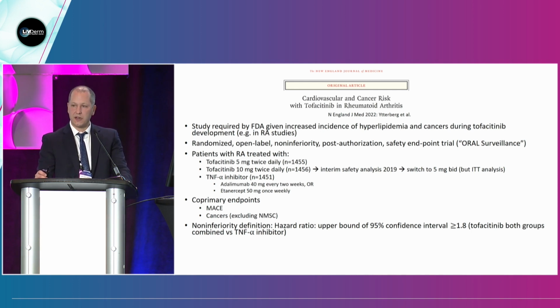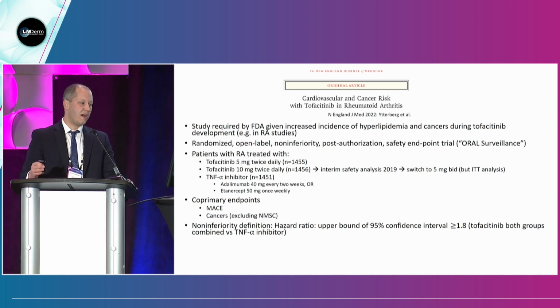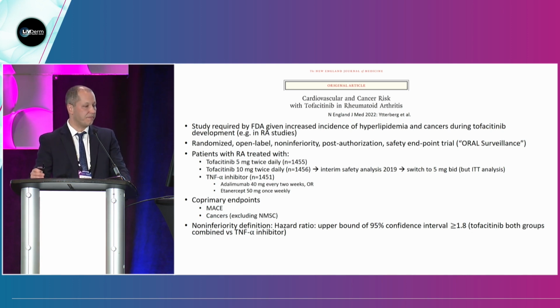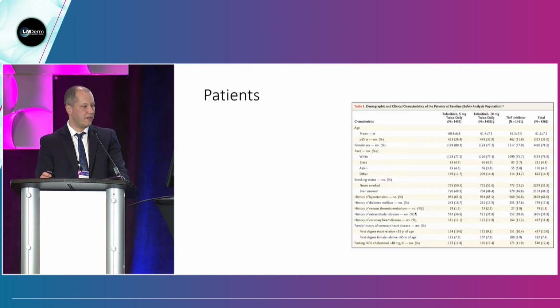And how this study was set up is that the non-inferiority definition was designed as a hazard ratio whose 95% confidence interval crossed greater than 1.8 when comparing tofacitinib, both groups combined, to the TNF-alpha inhibitors. Again, this was a huge study, greater than 300 sites in 20 countries, and the median follow-up was 4 years.